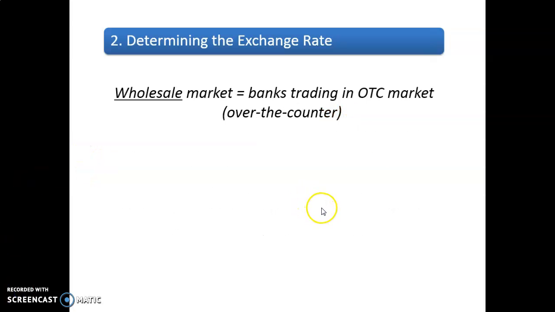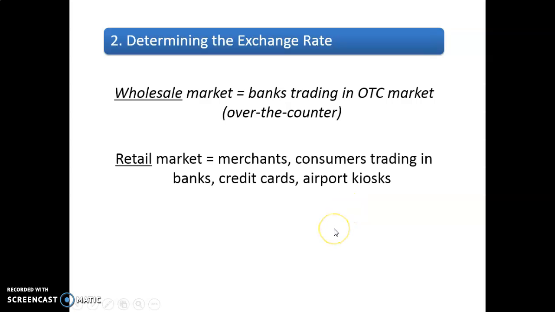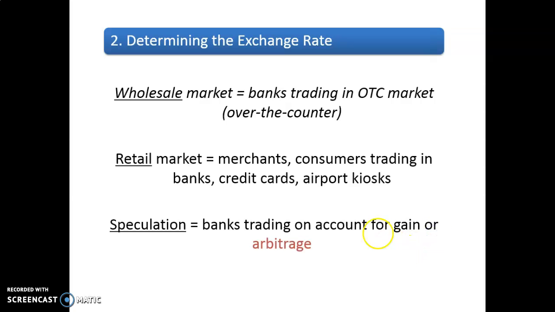There are a couple of different markets for the exchange rates. Wholesale market is where banks are trading currencies over the counter. Then you have the retail market, and that's for merchants and consumers who are placing exchange orders through banks, credit cards, and your airport kiosks. And then finally you have speculation, the banks who are trading on account for gain or arbitrage, forex markets, investors that are just trading on the directional movements of the currencies.